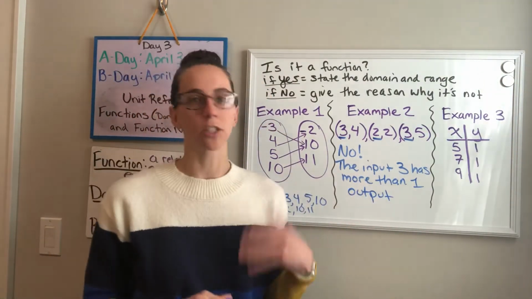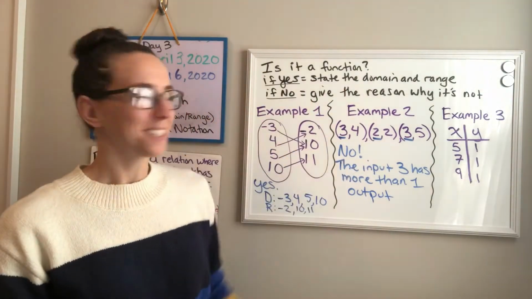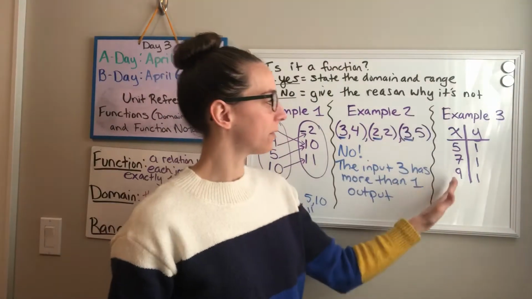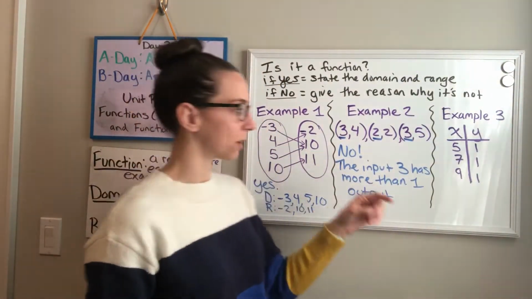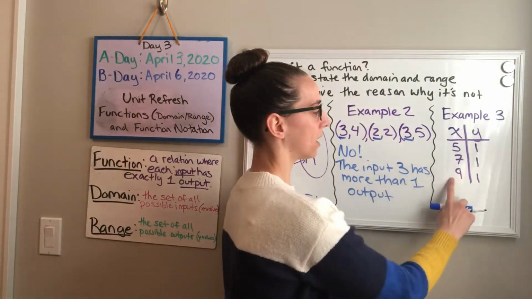And because it's not a function, we do not need to list the domain and range. And then lastly, our example 3, we have a table, and again, our X values are in line with our Y values, so similar to a mapping, but we don't need the arrows, right? So we're looking straight across. So 5 maps to 1, 7 to 1, 9 to 1.